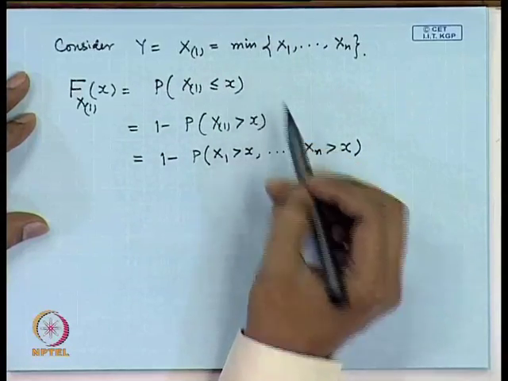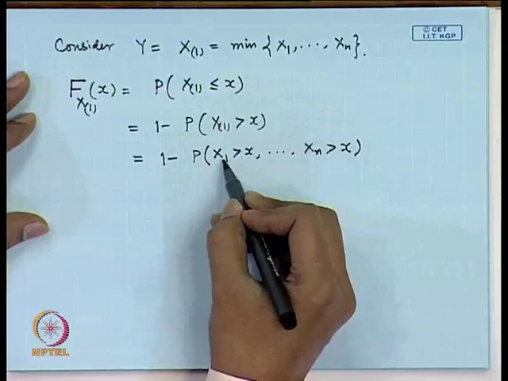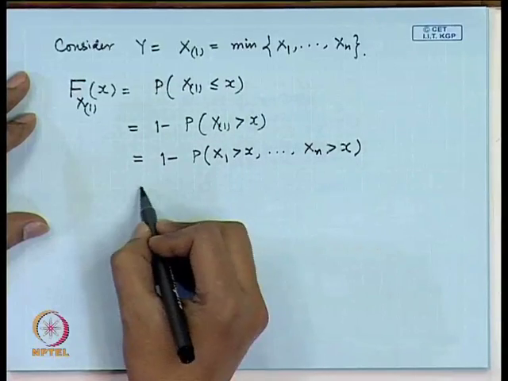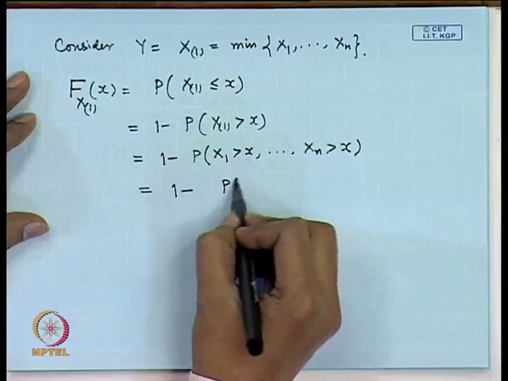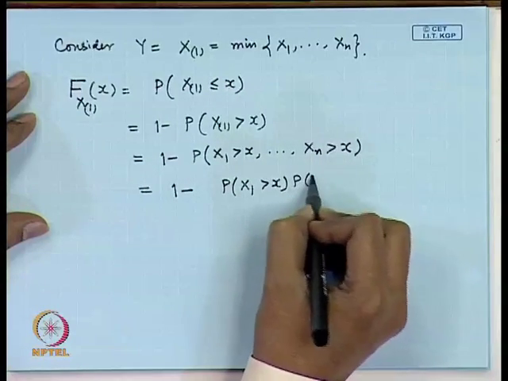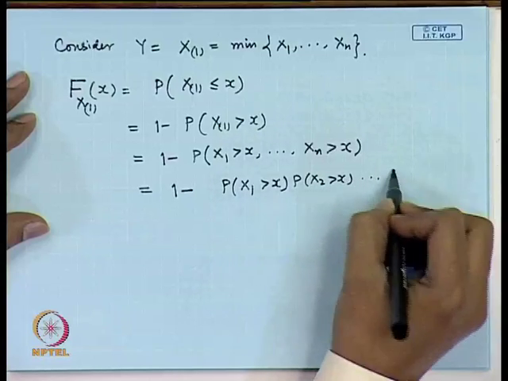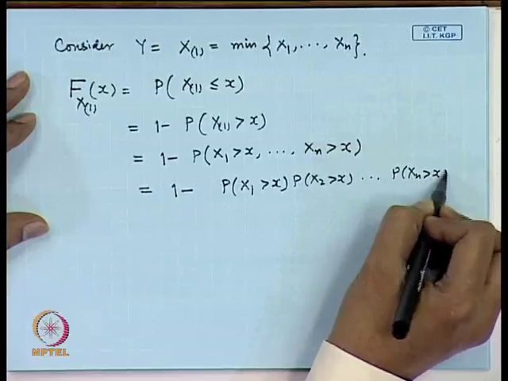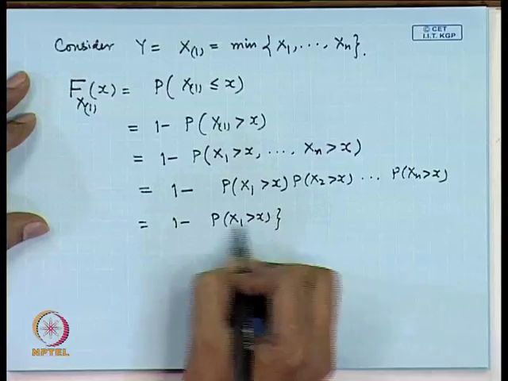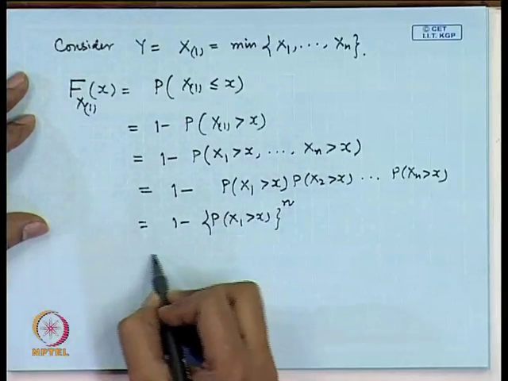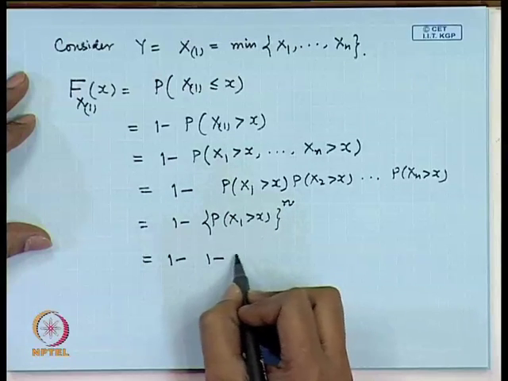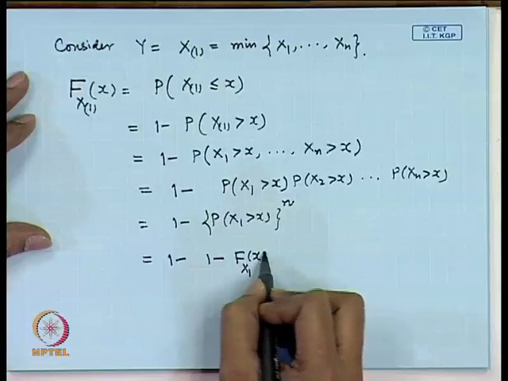Now, here X_1, X_2, ..., X_n is a random sample, therefore, they are independently and identically distributed random variables. So, this can actually be written as 1 minus probability of X_1 greater than x into probability of X_2 greater than x and so on, probability of X_n greater than x. That is 1 minus probability of X_1 greater than x, to the power n. That is equal to 1 minus. Now, this is again 1 minus the CDF of X_1 itself.